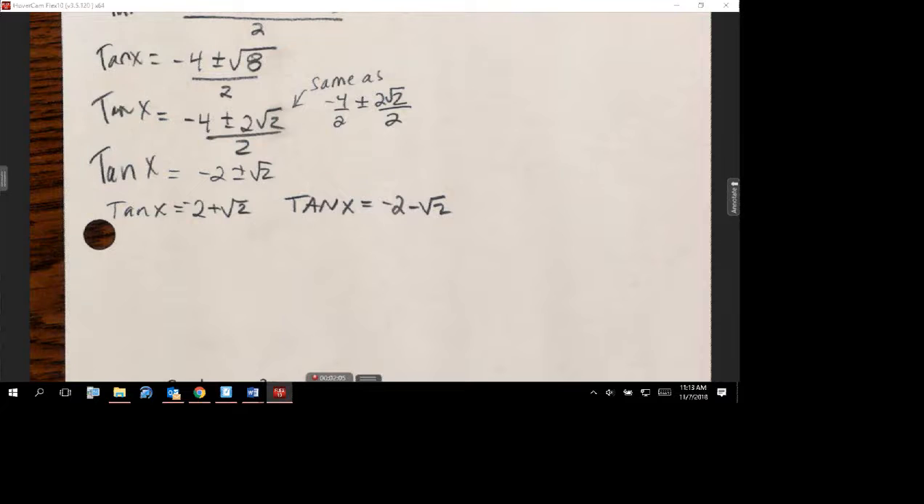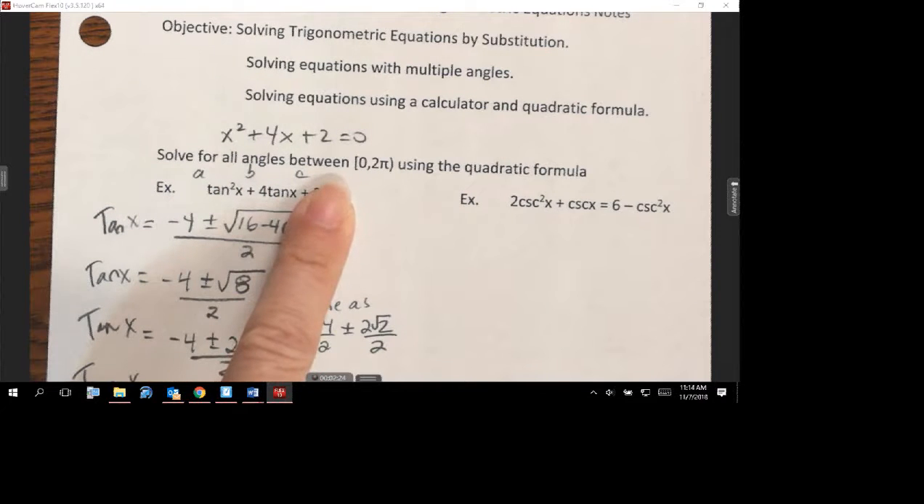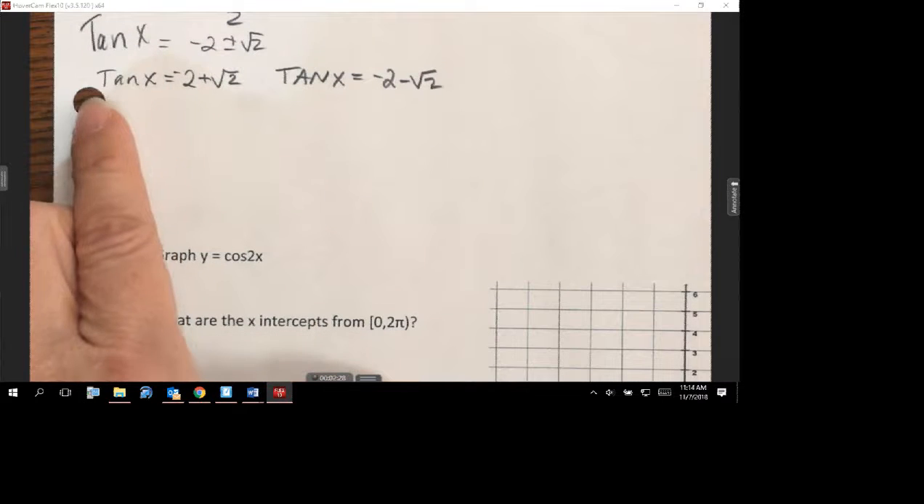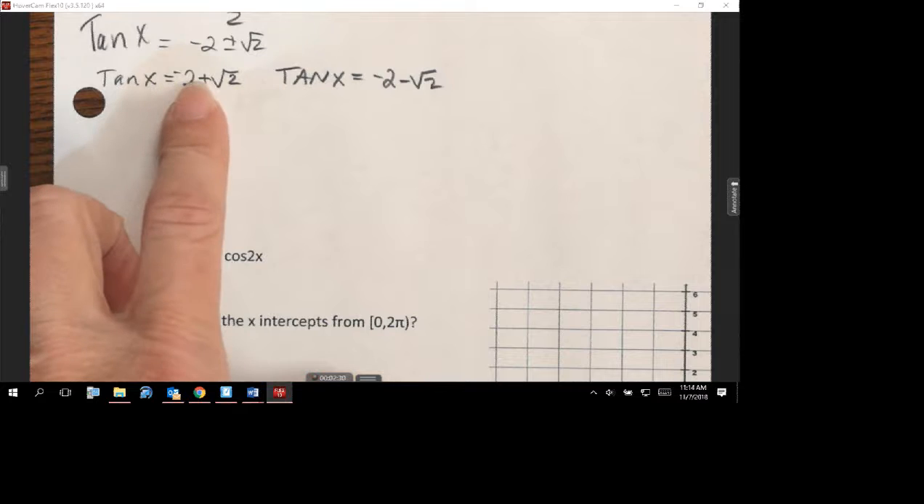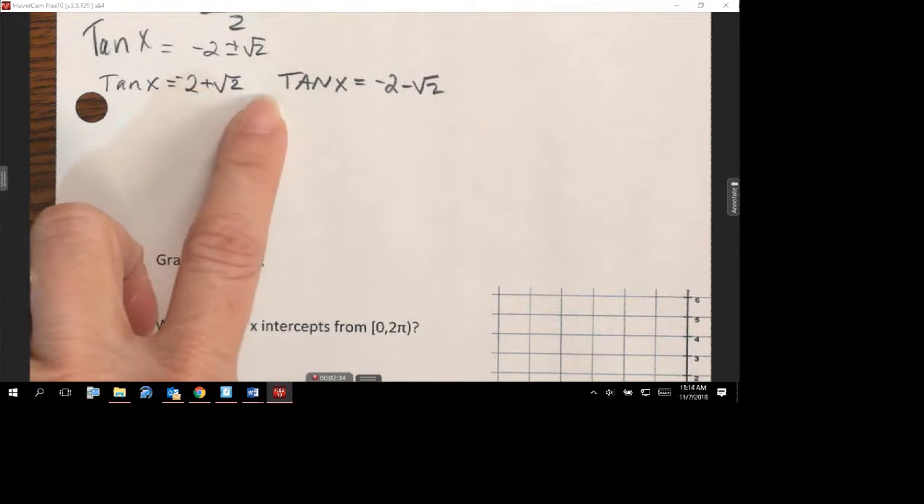But how do you find x? Before you tell me how you find x, what is x? What are we trying to find? Like, what is x according to what we've been studying? It's an angle. And you can tell by the directions as it says solve for all angles, and it says between 0 to 2 pi. So we're finding angles where tangent at that angle is equal to negative 2 plus radical 2, or tangent at that angle is negative 2 minus radical 2.